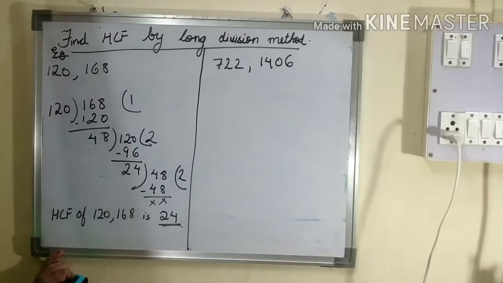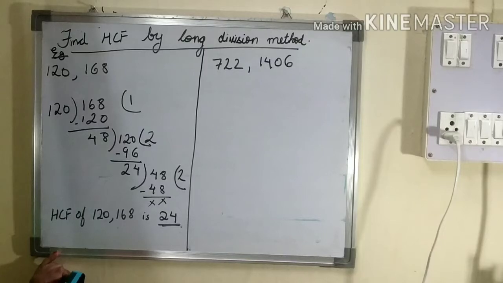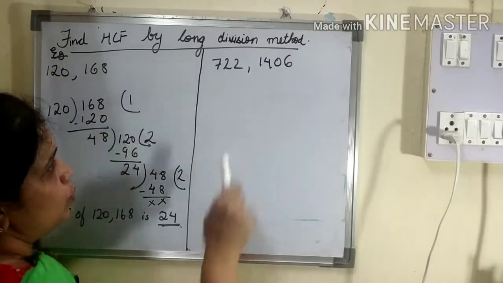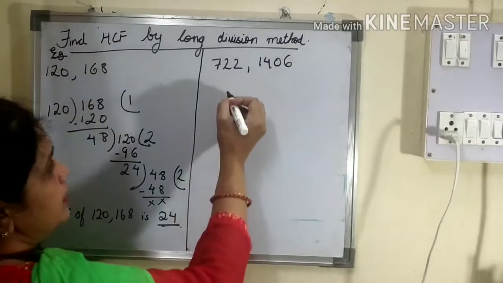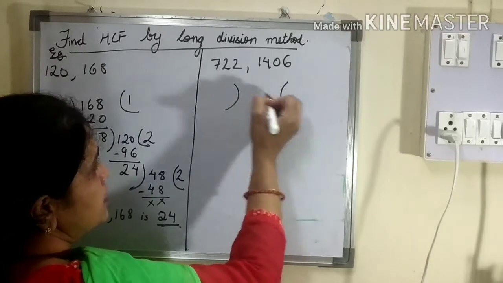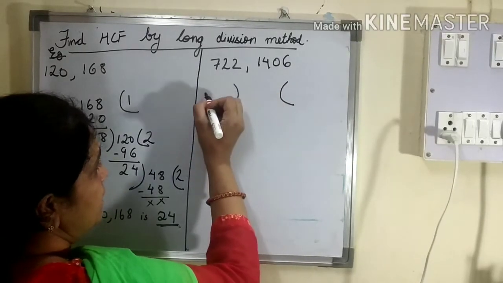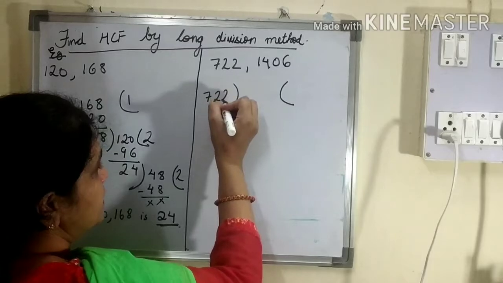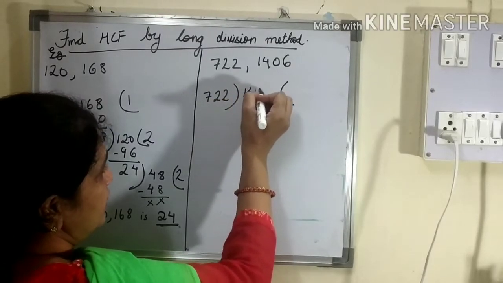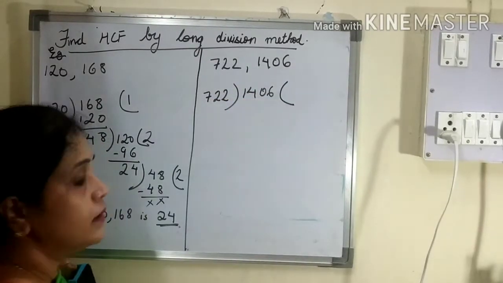Okay. In this way we solve. Now one more example, 722 and 1406. Now in this what we do is, first which one will be the divisor? 722 will be the divisor, and which one will be the dividend? 1406 will be the dividend.